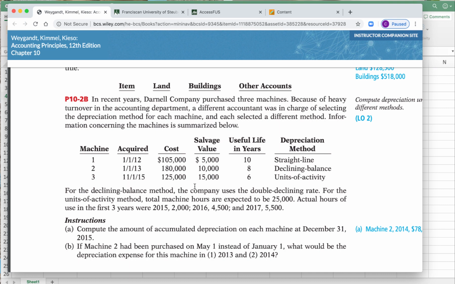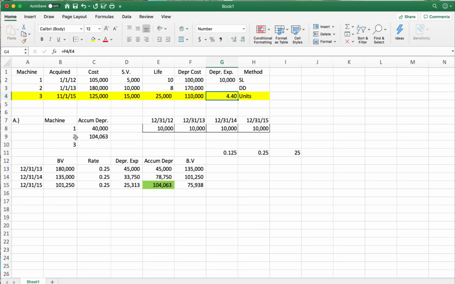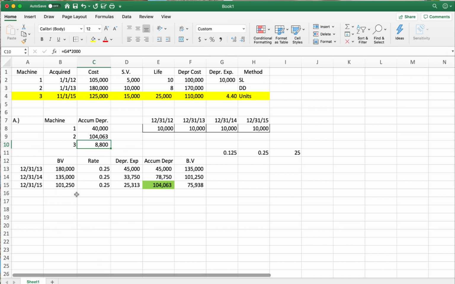So all we need to do to figure out the accumulated depreciation for machine 3, we're going to take our depreciation expense per hour and then multiply it by 2,000, because that's the actual hours we used the machine. We get $8,800. Okay? So that's how you do part A.